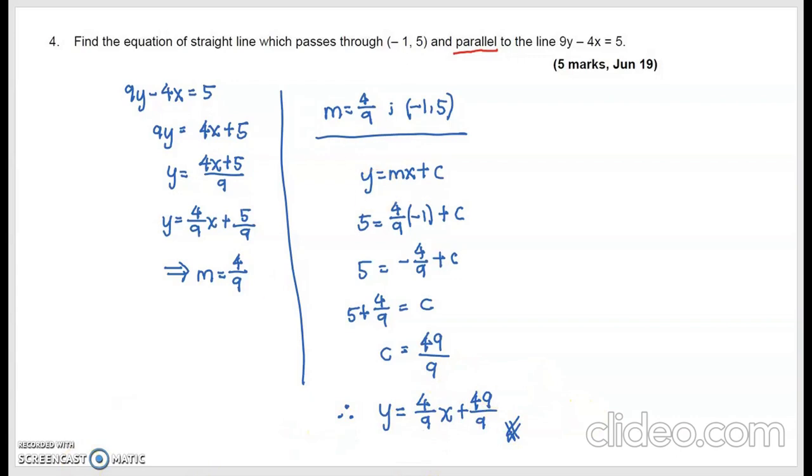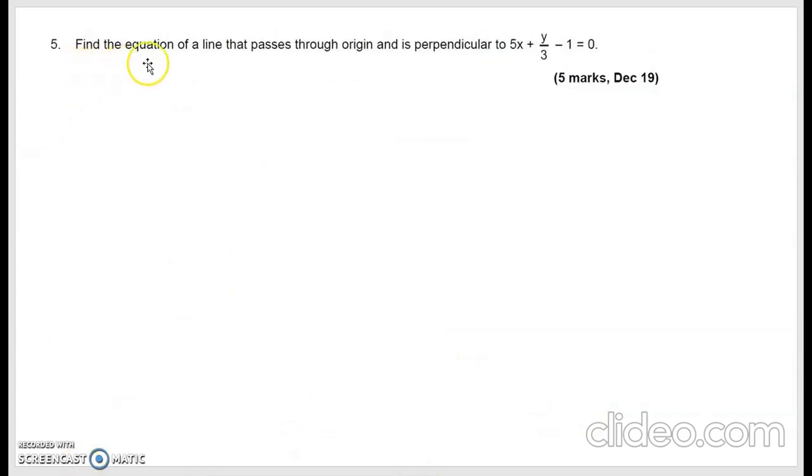Finally, we go to question number 5. Find the equation of a line that passes through origin. What does origin mean? Origin means that the coordinate is (0, 0). So that's origin. And is perpendicular to the line 5x plus y over 3 minus 1 equals 0. So again, I have to rearrange. Since y is already positive, I left it on the left hand side. 5x when I move to the right hand side, negative 5x plus 1.